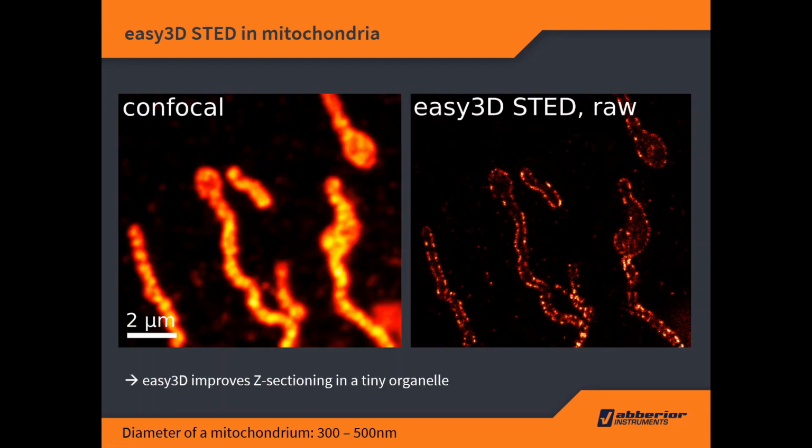3D STED can also help if you look at very, very small organelles like mitochondria, and if you want to look specifically at something which is on the outside membrane, then better optical sectioning, as with 3D STED, will help you to see these rather than seeing everything which is also on top and on the bottom, like in the confocal image.